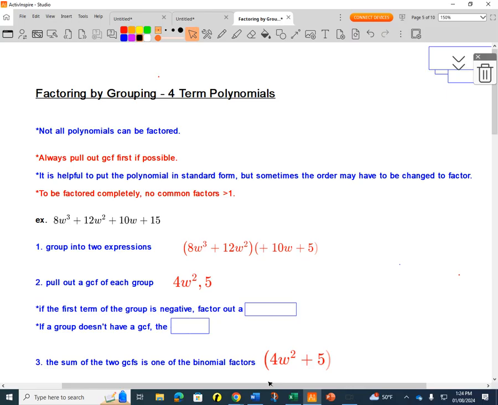The little stars above number 3, sometimes these situations happen. Sometimes you'll see this and you need to know what to do. If the first term of the group is negative, and typically that's going to be this middle one, then we factor out a negative greatest common factor. So if that was negative 10w plus 5, we would have factored out a negative 5 instead of a positive 5. Okay?